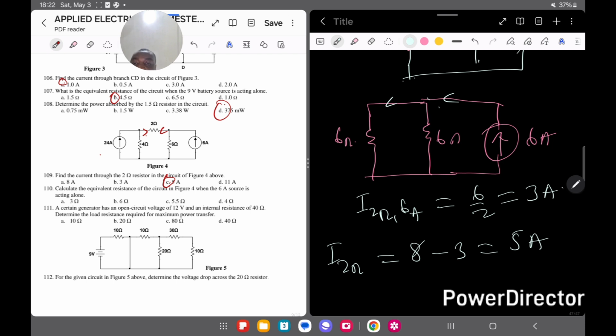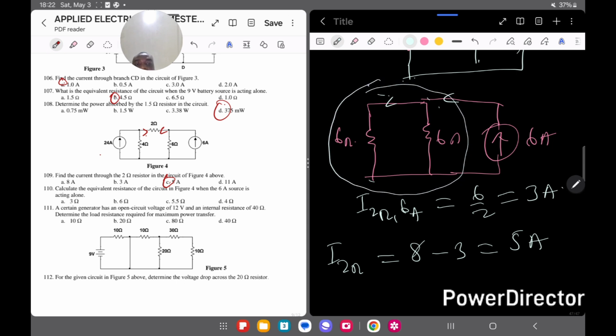Now question 110. Calculate the equivalent resistance of the circuit in figure 4 when the 6 amps source is acting alone. We already did this, just this one here. We have to find the equivalent resistance. We haven't done the equivalent, but we can just calculate. So this is just the diagram.